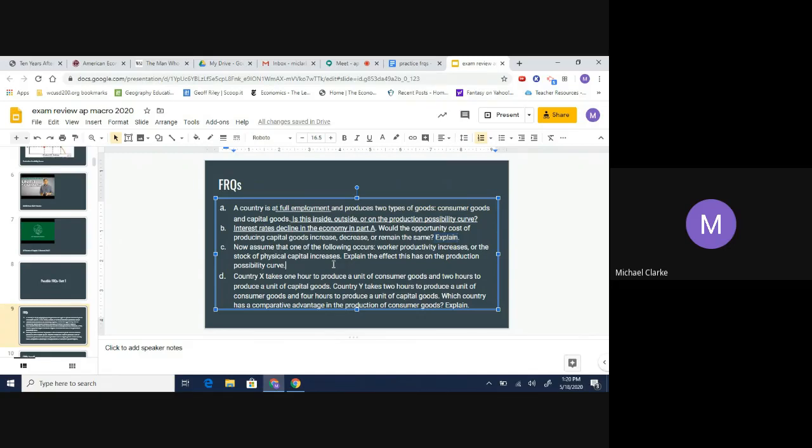Part C. Now, assume that one of the following occurs. Either your workers become more productive or you have more physical capital. That's what that second part means. The stock of physical capital means you have more of it. So that means you have more computers, you have more automated equipment, just anything that makes, think of anything in a warehouse, from forklifts to skid loaders to containers, any of those things. Explain the effect this has on the production possibility curve.